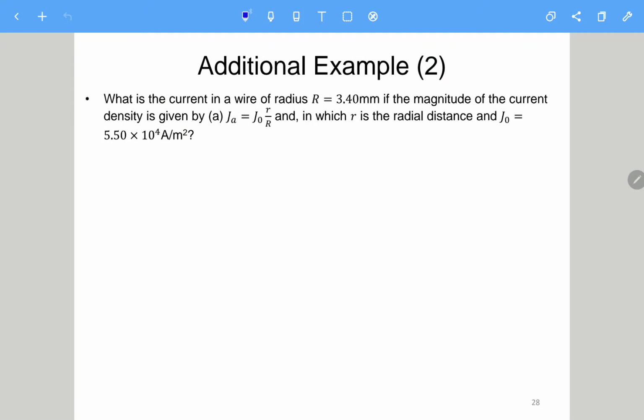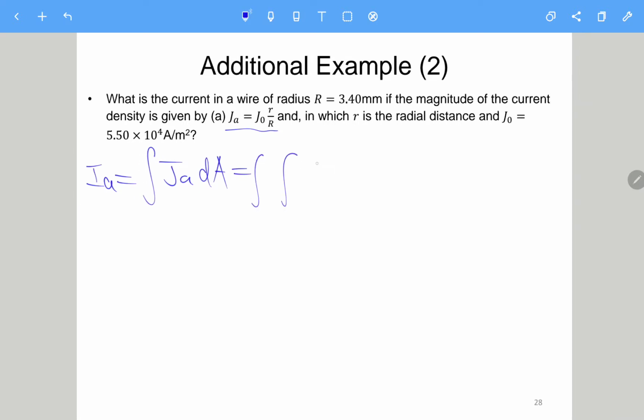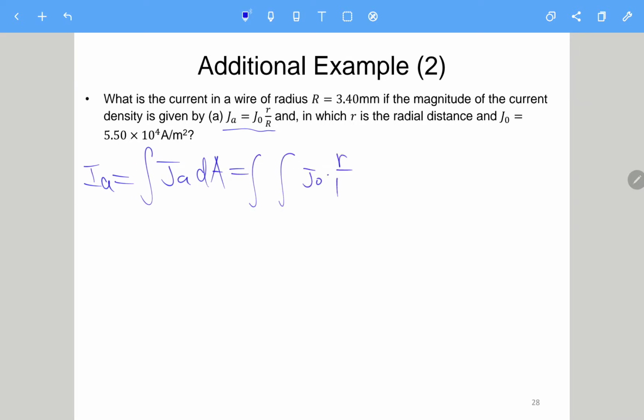Okay, and here we have a second one. What is the current in the wire of radius capital R, if the magnitude of the current density is given by this one, where r is the radial distance and J0 is this number? So this is just a practice for the integration. Here I is the integration of J dA. J is this expression, so we just plug it here. So we have J0 times r over R.